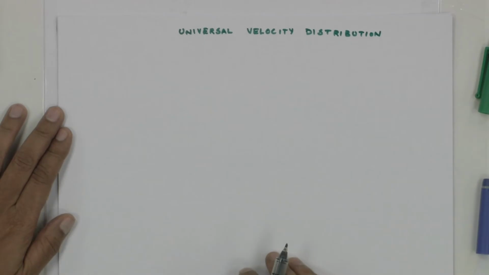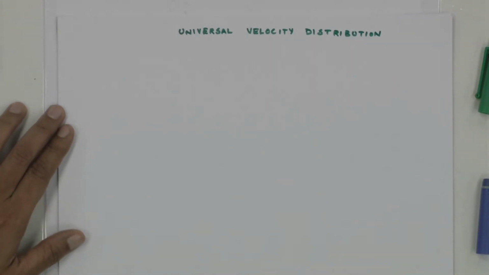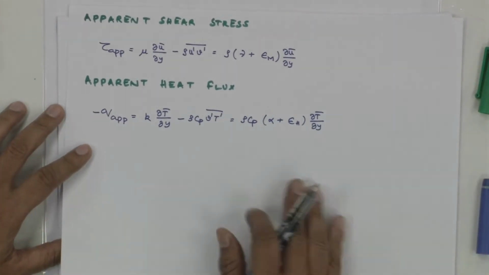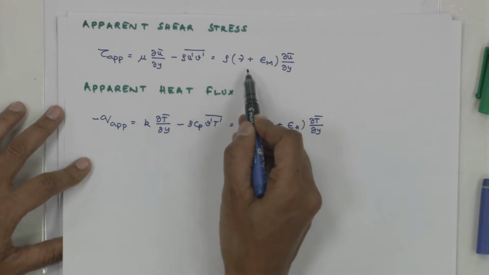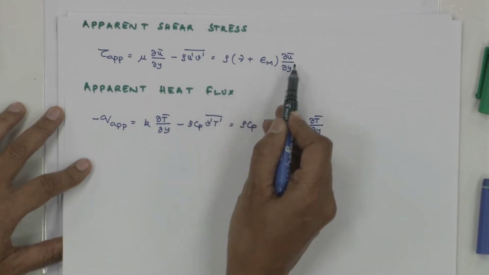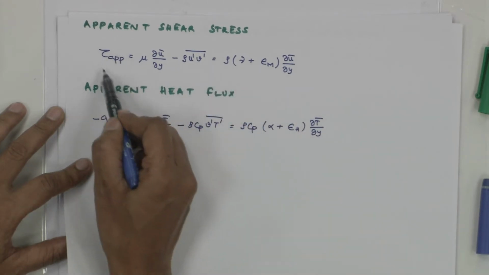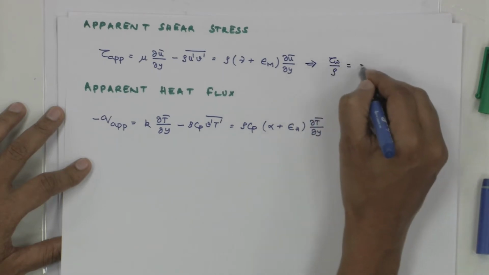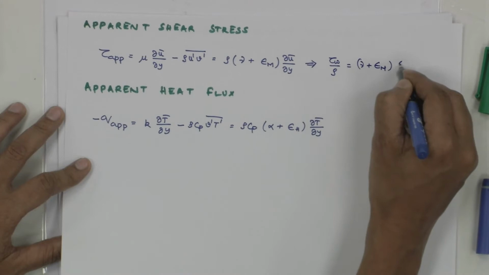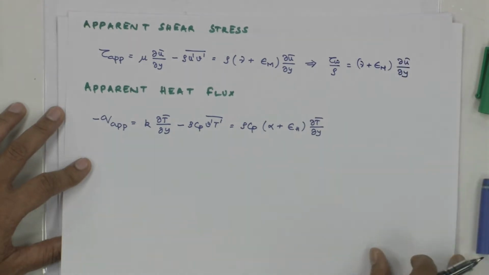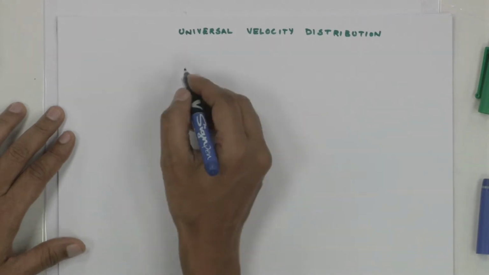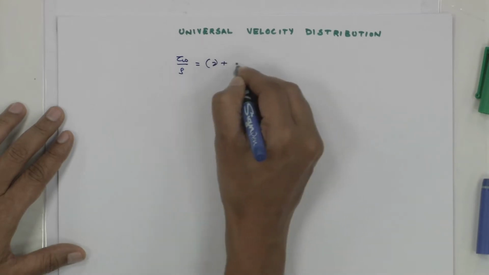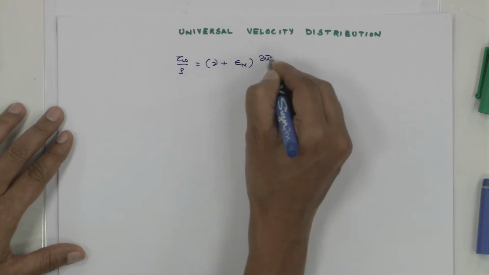Universal velocity distribution. So that is, this was what I had written: tau apparent equal to rho (nu plus epsilon m) del u bar by del y. I am just replacing this, writing this implies tau wall by rho equal to (nu plus epsilon m) del u bar by del y, correct. So I am writing that here, tau wall by rho equal to (nu plus epsilon m) del u bar by del y.